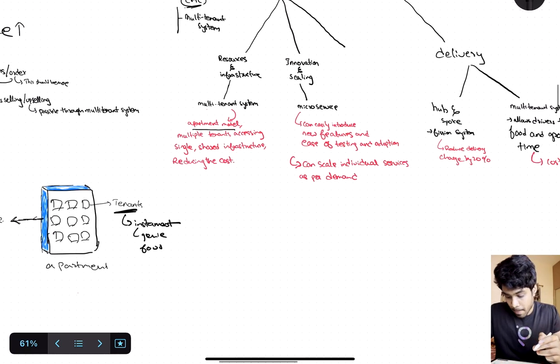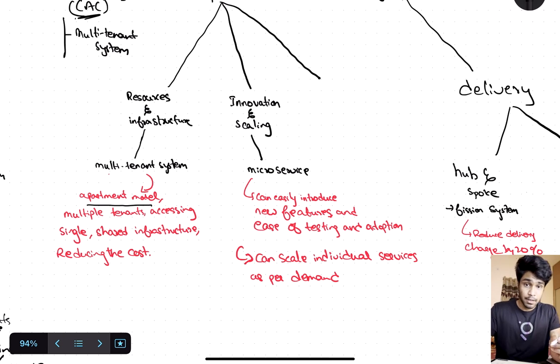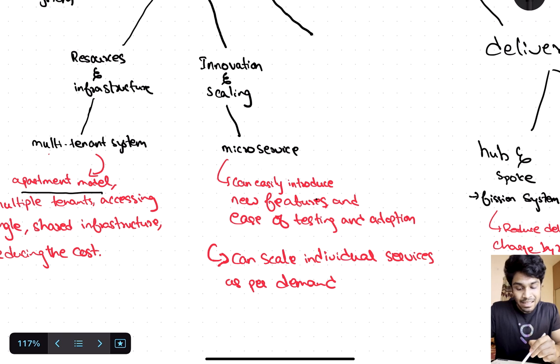And again, let's go to innovation and scaling. So microservices. Swiggy uses 400 microservices, as we discussed earlier. So it can easily introduce new features, and ease of testing and adoption is better because all the customers will be on the same application. You can introduce new features and you can test them and make sure adoption is easier.